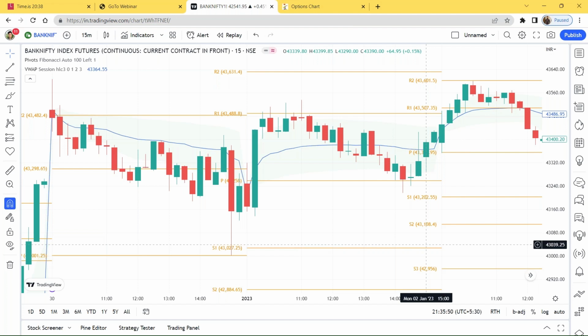One more question from Mr. Varun. Arjun sir, can we use this setup on expiry days? Please let us know, as options face premium decay.